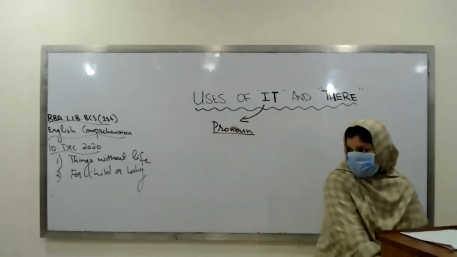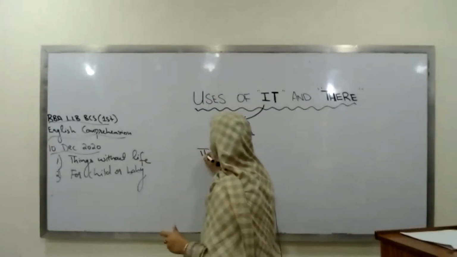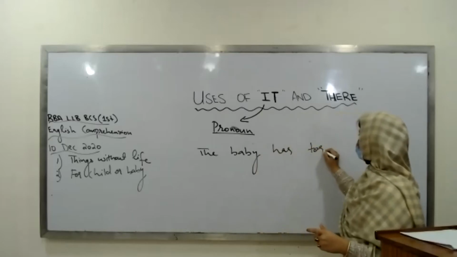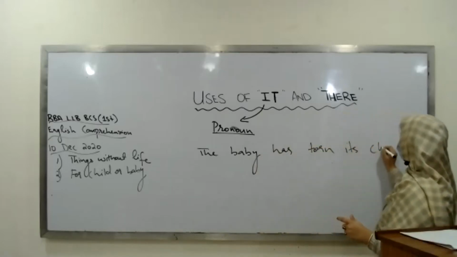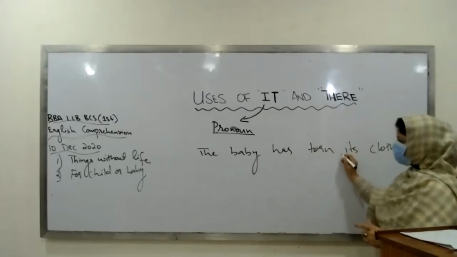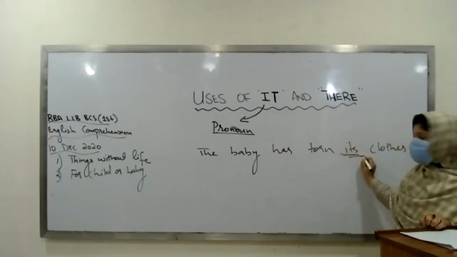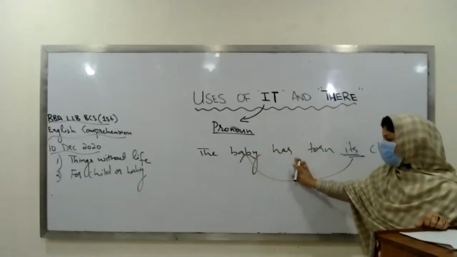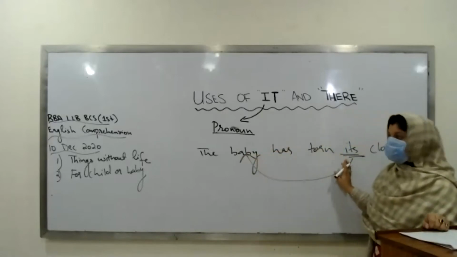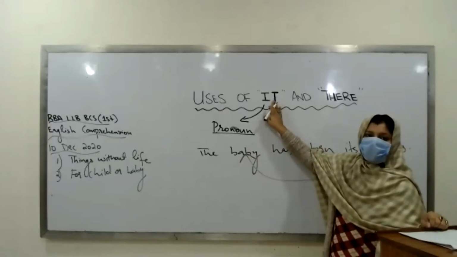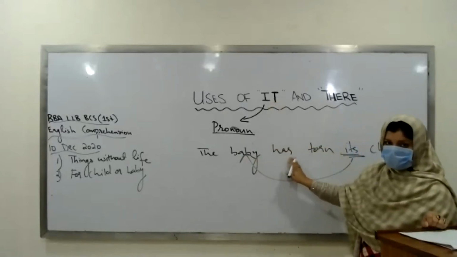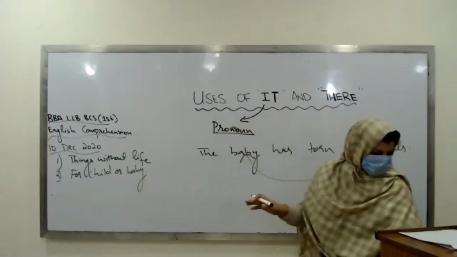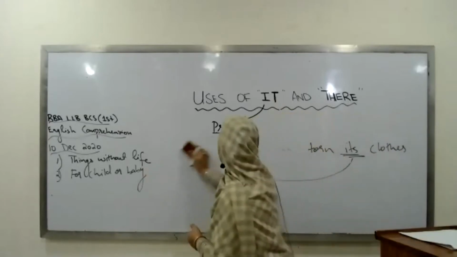Another example of the second use, the baby has torn its clothes. So here this its is actually representing what? The baby, right? So we have tried to avoid this baby again in a sentence with the use of pronoun, and that pronoun is it. So this example is again related to the second use of it, right? Now we are going to talk about the third use.